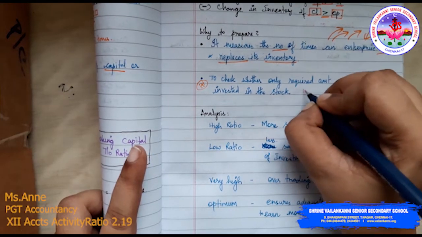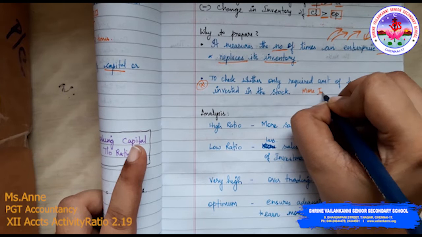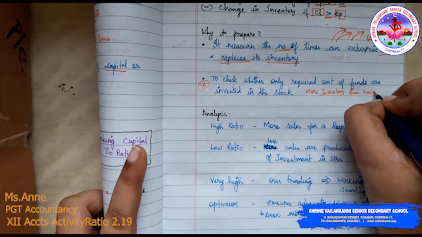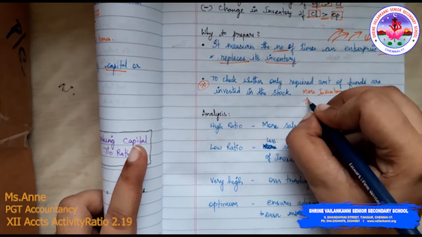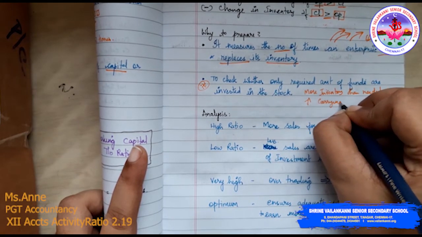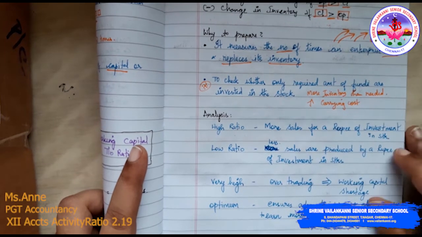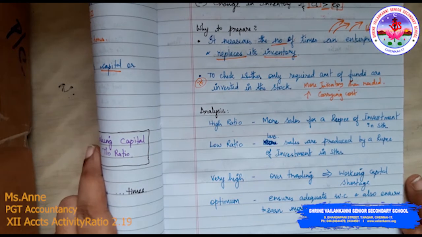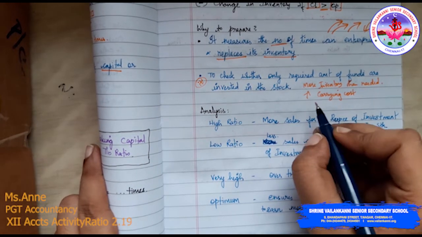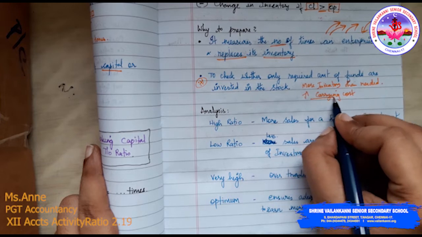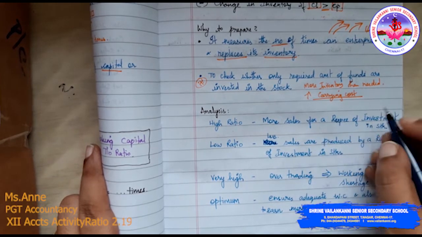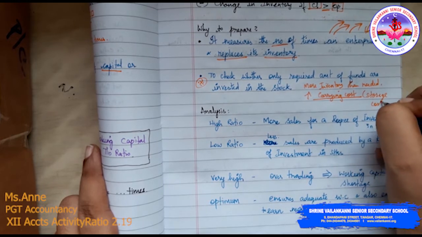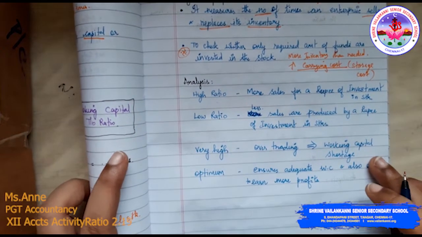If you have ordered more stock, more inventory than needed, it increases your carrying cost. All this you will be learning when you come to the higher level in cost accounting. Carrying cost is nothing but, over a period of time, you need to store this inventory. So carrying cost is otherwise called storage cost.